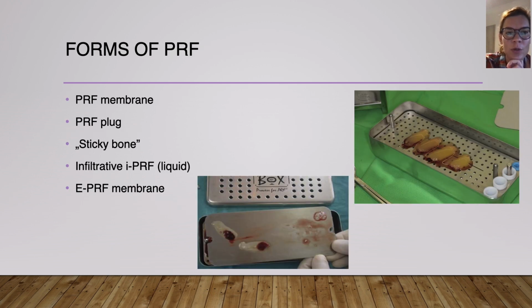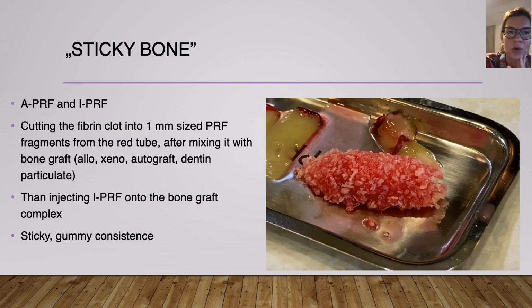The forms could be the PRF plugs, which are very easy to get, because when we are removing the PRF from your tube and we cut the red corpuscle base with the scissors, we will get the plugs. From the plugs, we could press membranes. We could reach the sticky bone from the PRF. For the sticky bone, we have to make a PRF and injectable PRF as well.